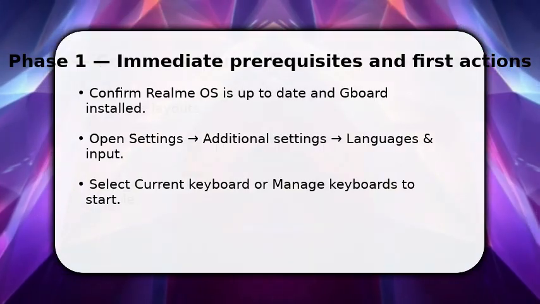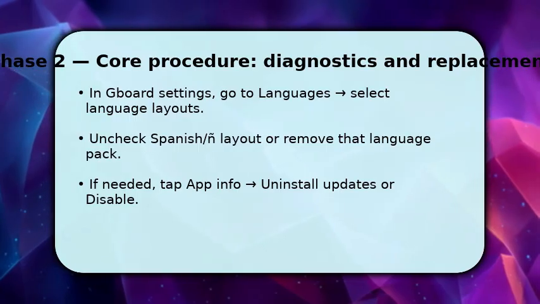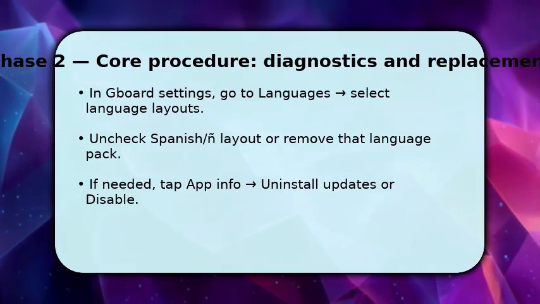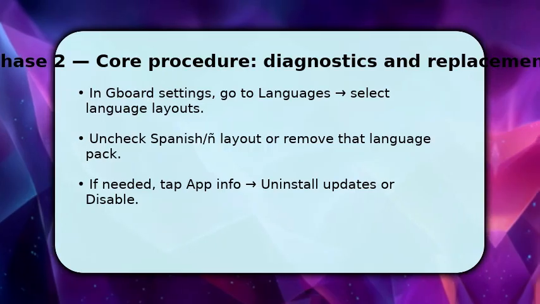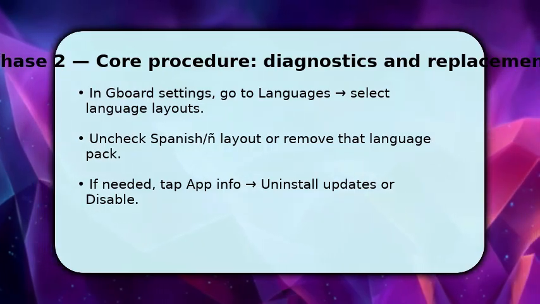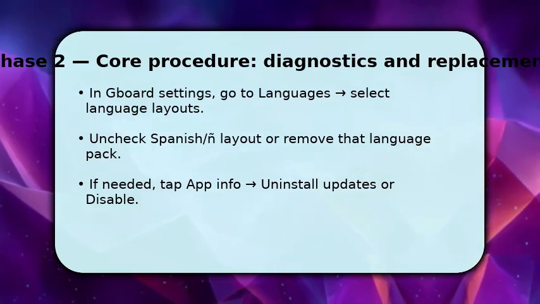Once inside Gboard, tap Languages and locate any Spanish or regional language that provides the Untilda key. You want to remove or change that layout so the character won't appear. You can uncheck the specific layout variant or delete the language pack entirely. Doing so removes the dedicated Untilda key.